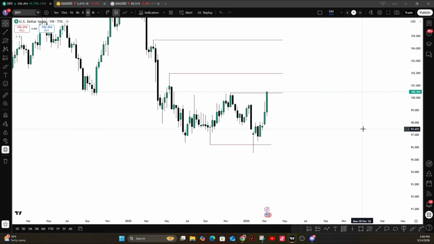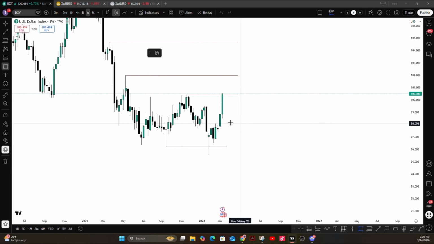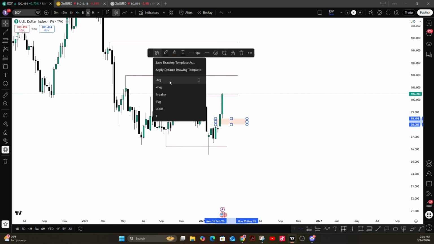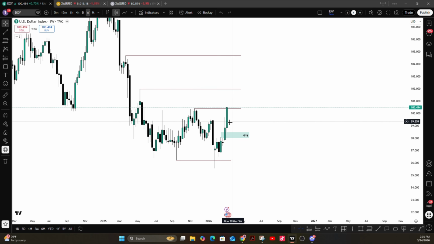But in the meantime, if we don't go straight for this draw on liquidity, I can always expect the market to come back to this fair value gap over here, which also doubles as a BPR. We also have this breaker block that lines up with this BPR. So it is a very powerful zone, a very strong zone that we can always expect to hold. There's really not much to analyze.